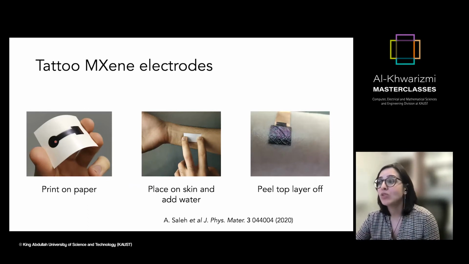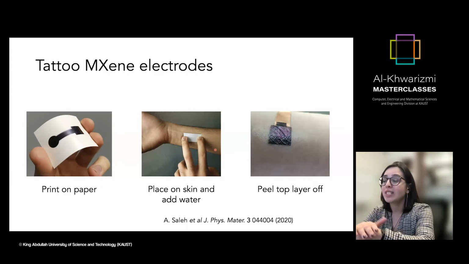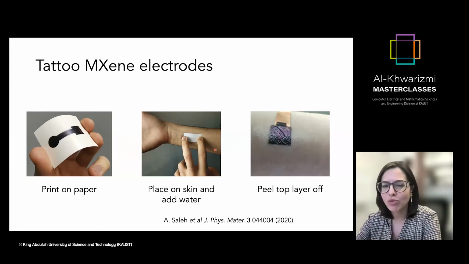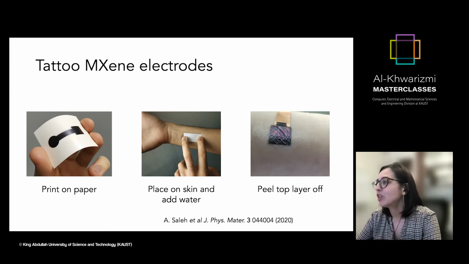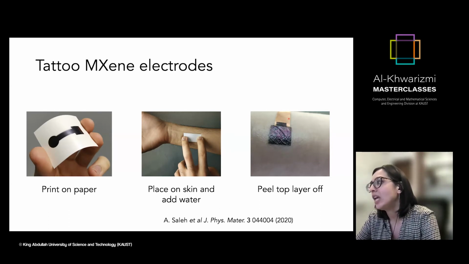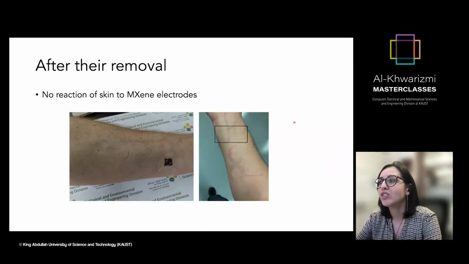for PEDOT:PSS. You can print it, put it on the skin, add some water. Maybe some of you remember this trick from your childhood. Once you add the water, you remove the paper part, and what you're left with is the tattoo, the electronic material, the MXene on the skin. And we interconnect the MXene, this time using a copper wire. I'll show you another trick for how to do that.